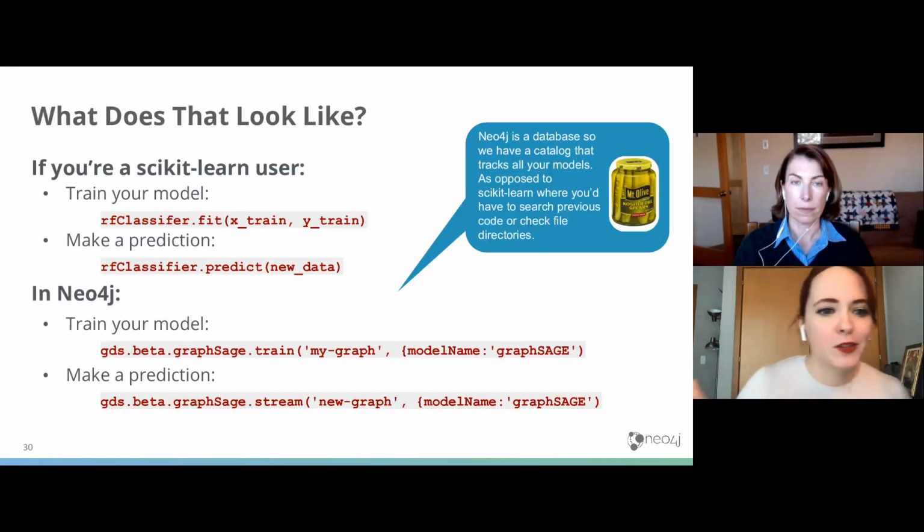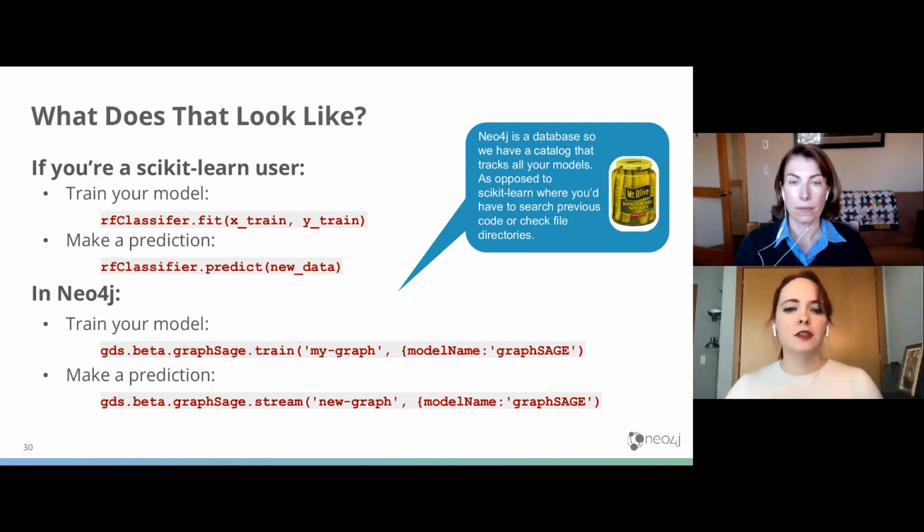So if you're a Python user, maybe you've used scikit-learn a lot, you're probably familiar with rfclassifier.fit, model.fit, and then model.predict, right? You train your model and then you make a prediction. The equivalent in Neo4j using the model catalog is you train your model with GraphSAGE.train, and then you tell it the name of that model. When you want to make a prediction, you say GraphSAGE.stream or .write or .mutate, and you pass in the data that you want to make the predictions on. So in this case, it's a new graph, and the name of the model you want to use.